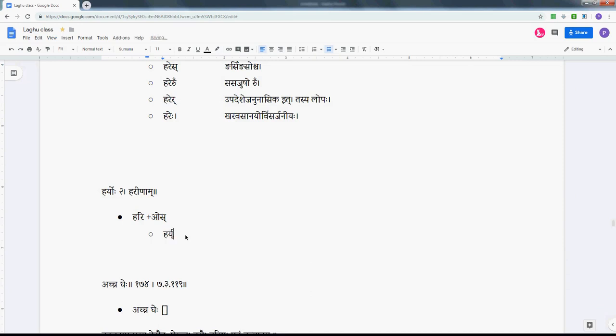So here ikara by ya. So Hari plus os. What will happen then? Haryoru. Same sutras that we saw earlier. Haryoru, Haryor, then Haryoho. Again twice, shashti dvivachana, saptami dvivachana, same form. Harinam, what will happen? So this os is what? Shashti dvivachana, saptami dvivachana.